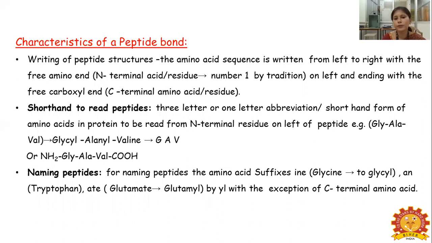So how will we name the peptide? For the naming of the peptide, the amino acid suffix, like glycine, becomes glycyl. The -yl will be added, as with tryptophan, and also names ending in -ine, -an or -ate, like glutamate. These all finish with -yl, with the exception of the C-terminal amino acid. Why? Because the C-terminal amino acid is on the right-hand side, so we do not need to extend its name.